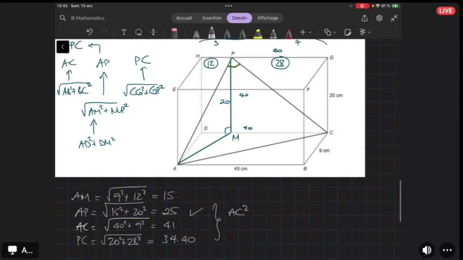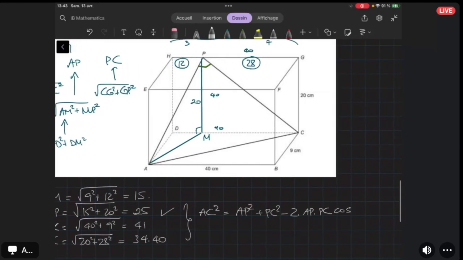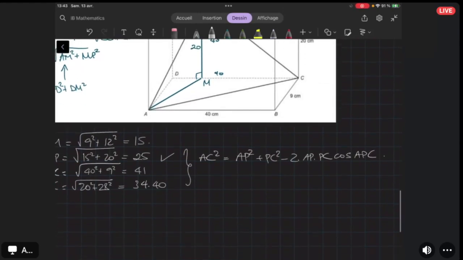So the side opposite angle APC, that's going to be AC. So AC squared equals AP squared plus PC squared minus 2 times AP times PC times cosine of the angle between them. Crunching numbers would give you 85.57. Oh, sorry, 85.75 degrees.